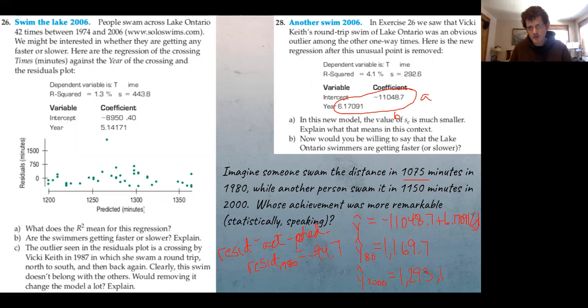But in 2000, even though it took them longer, let's see what theirs is. 1,150 minus 1,293.1 gives me a residual of negative 143.1. So yes, while this person in 2000 swam it slower, compared to what we'd expect of them, they actually swam it over 2 hours faster than we would have thought. Even though it's not a great model, we're still going to answer this. Okay, so hopefully that made sense.